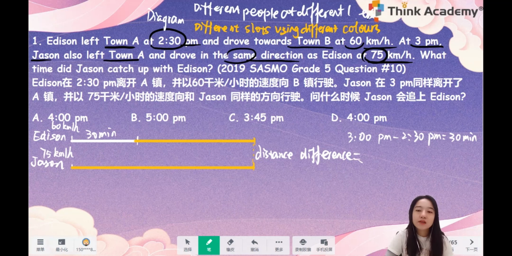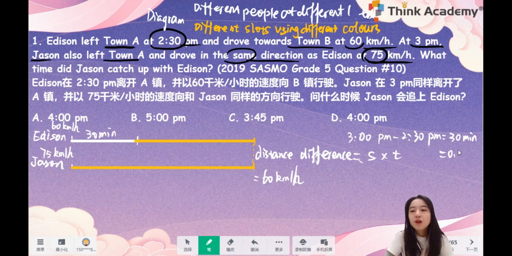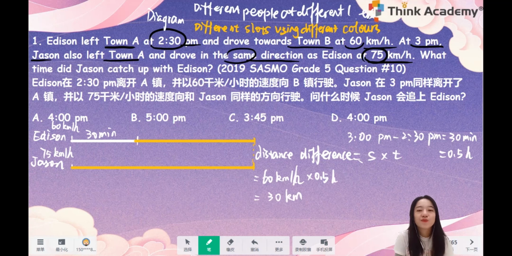To find the distance, we need to use speed times time. So you can see Edison's speed is 60 kilometers per hour, and he travels 30 minutes. The unit is different. We need to make them the same first. 30 minutes equals 0.5 hours. So multiplied by 0.5 hours, we can get the distance difference is just 30 kilometers.